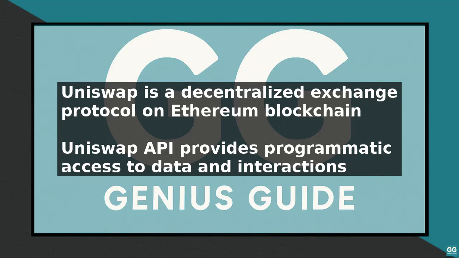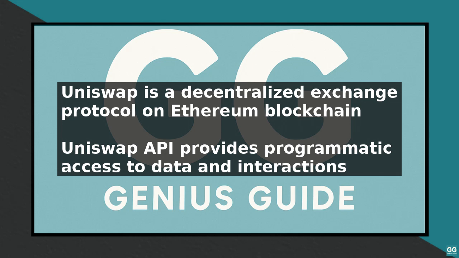To query Uniswap v3 via API, start by understanding the basics of Uniswap and its API. Uniswap is a decentralized exchange protocol that enables the swapping of tokens on the Ethereum blockchain. The Uniswap API provides a programmatic way to access data and interact with the protocol.